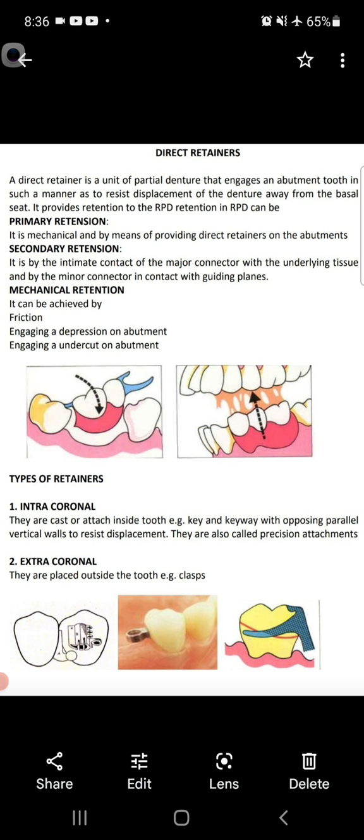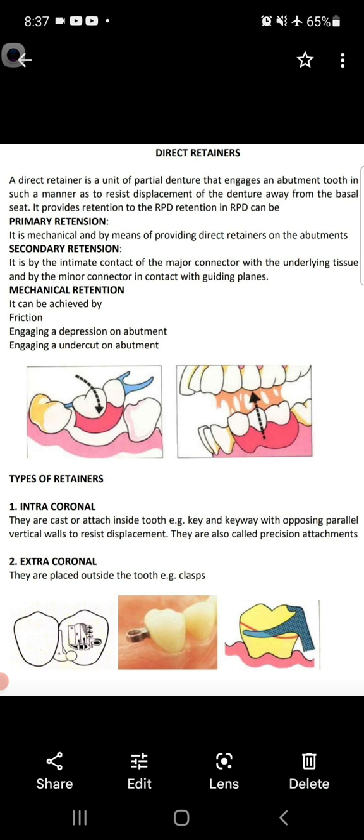Second is secondary retention. We achieve secondary retention by the major and minor connector. It is by the intimate contact of the major connector with the underlying tissue and by the minor connector in contact with guiding planes. Third is mechanical retention. It is achieved by direct retainer friction, engaging a depression on the abutment. Meaning, when we place a direct retainer, we engage it in a depression or in an undercut on the abutment.